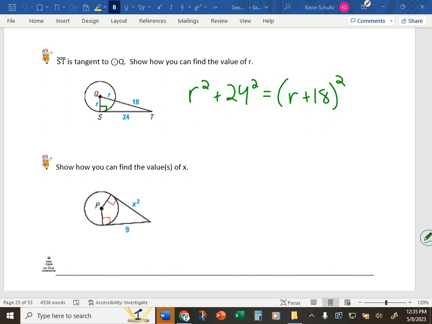Okay, Catherine, what was your question? Because you're told, if ST is tangent to circle Q, theorem 10.1 says that a tangent line and the radius make a right angle. Yes, Andrew. I think it says it's 16.